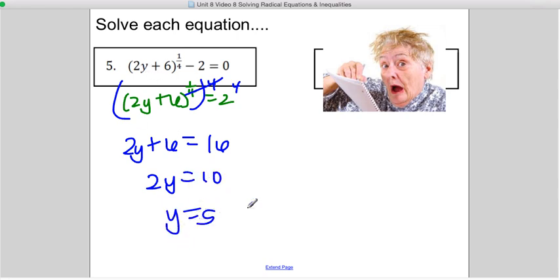And then I plug it in. 2 times 5 is 10. 10 plus 6 is 16. The 4th root of 16 is 2. 2 minus 2 is 0. Once again, if you wanted to, you could plug it into your calculator and check, but my answer is 5.